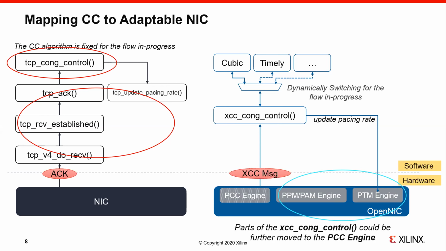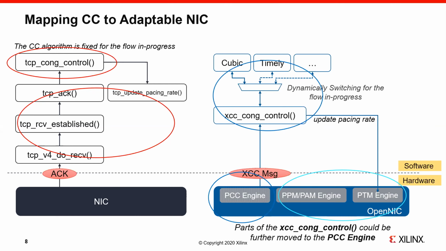In fact, we split the congestion control functions into two parts. Some of them we could put into the PCC engine in the NIC hardware, and we also keep some of the processing in the software. There are quite a lot of reasons for us to make that design decision. One important reason is here.